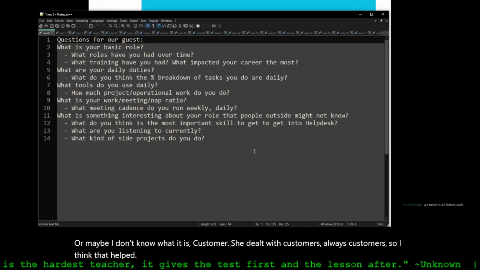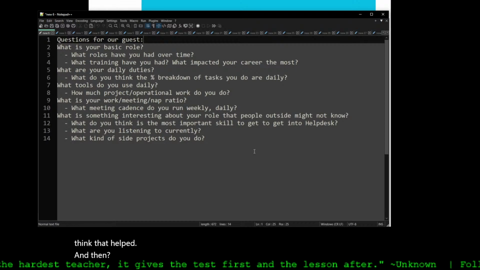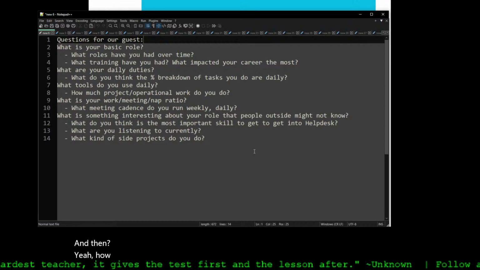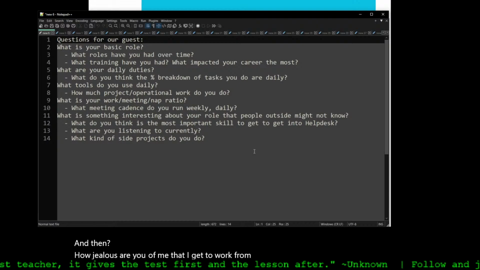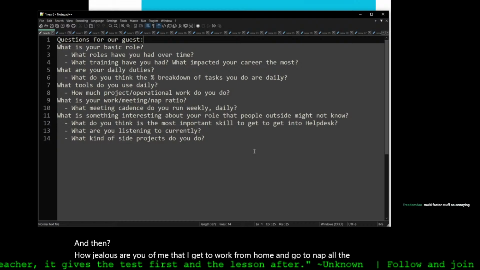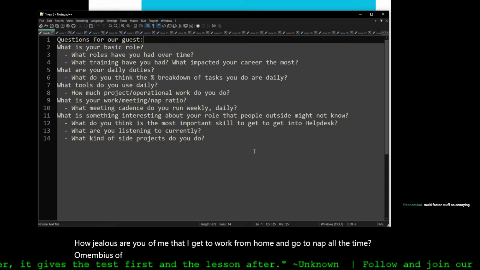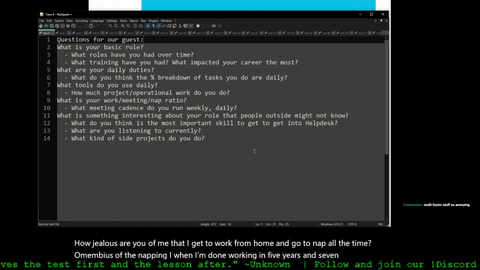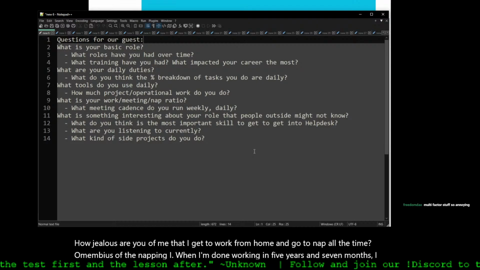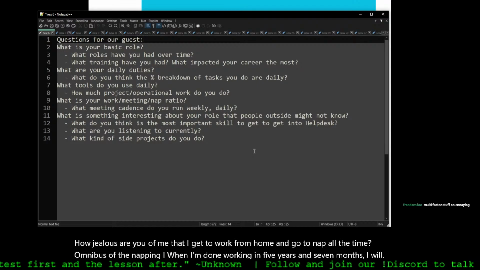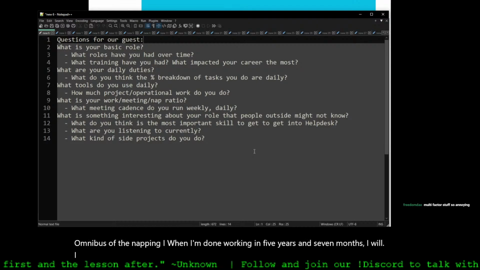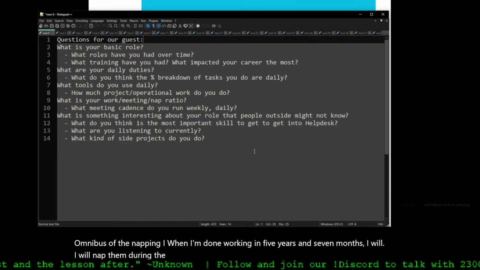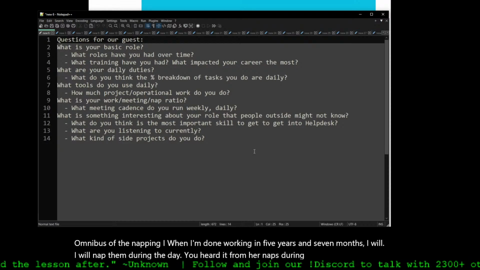And then, yeah. How jealous are you of me that I get to work from home and nap all the time? I'm envious of the napping. When I'm done working in 5 years and 7 months, I will nap then during the day. You heard it from her. Naps during the day. Hot take.